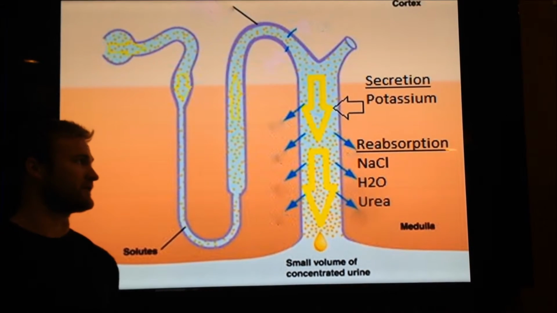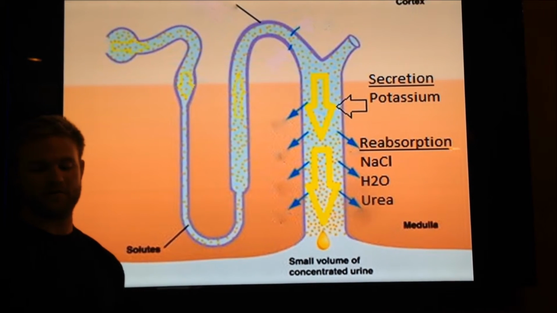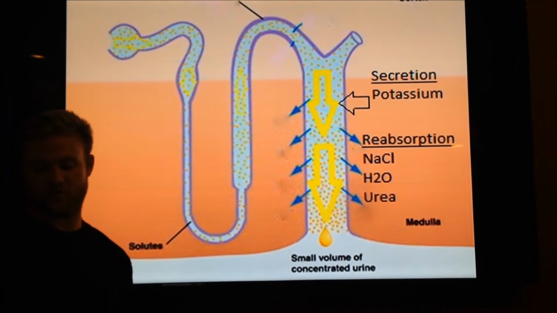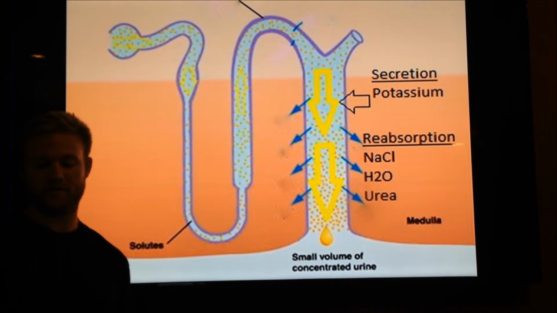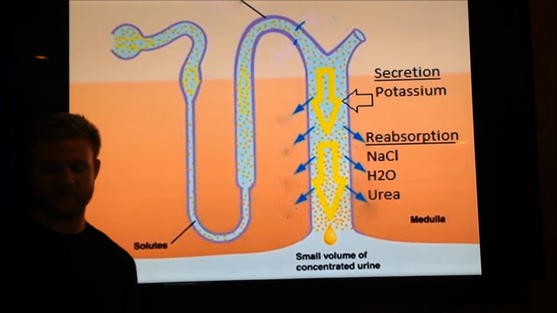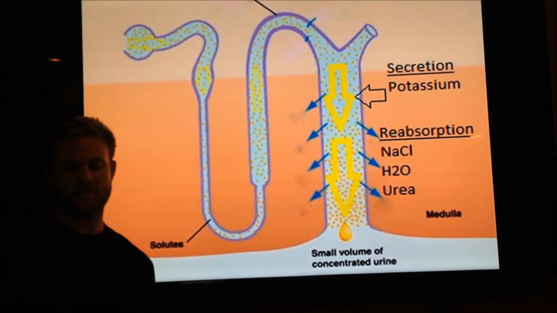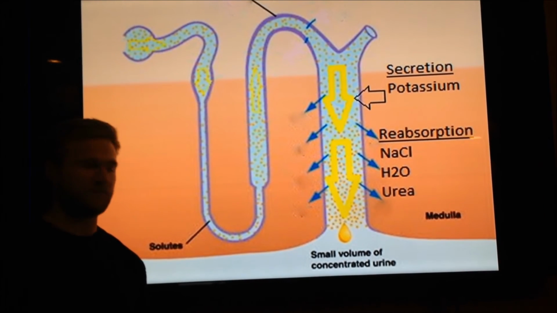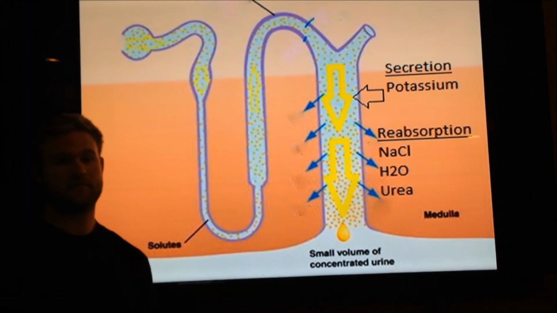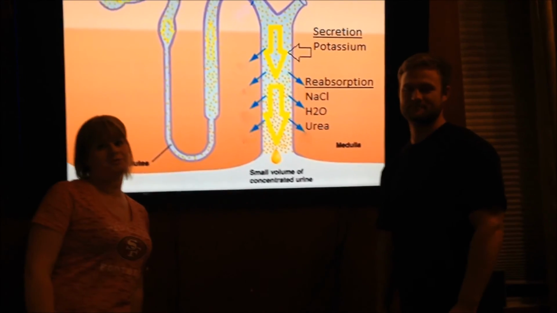And now moving on to the collecting duct. This is the final component of the nephron. The minerals being reabsorbed in this portion are salt, water, and urea, while potassium is being secreted. Here is where all the filtrate is consolidated and transferred into the ureter to ultimately be expelled from the body as urine.